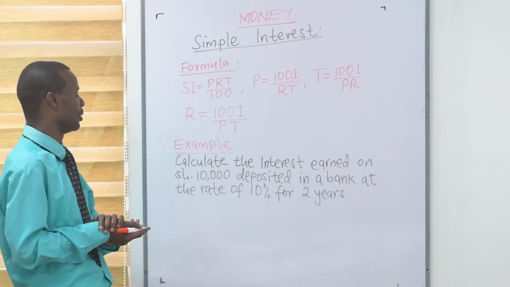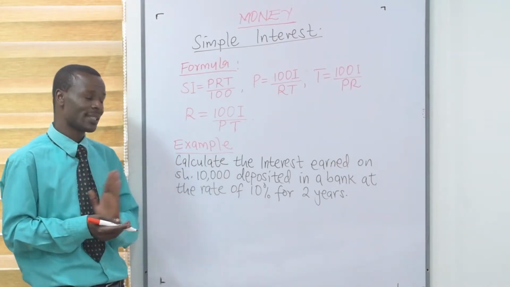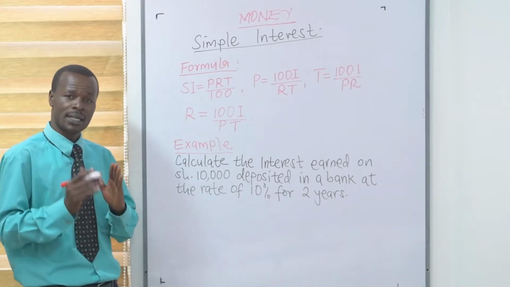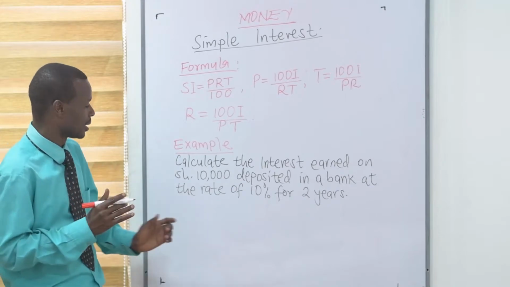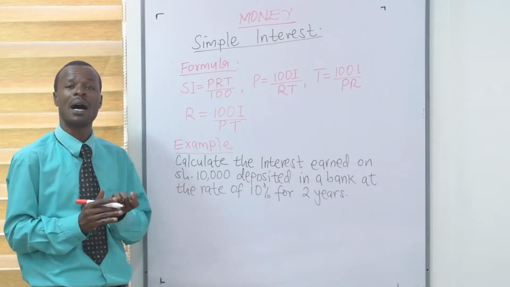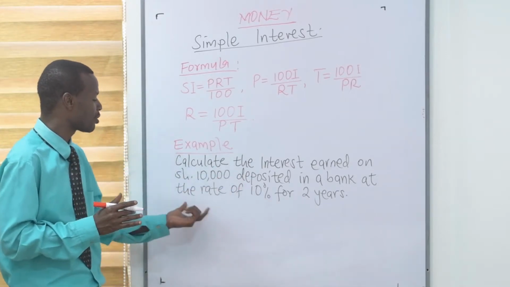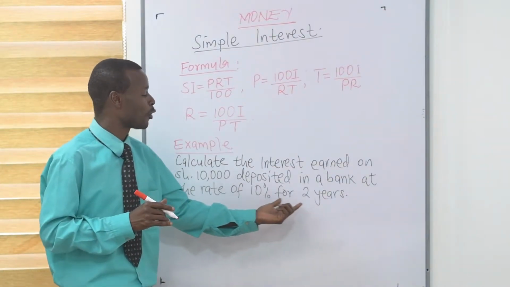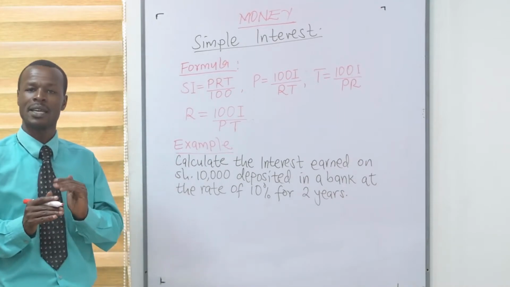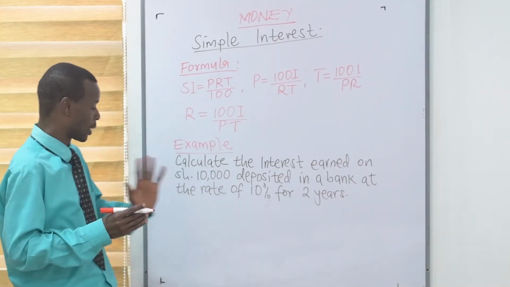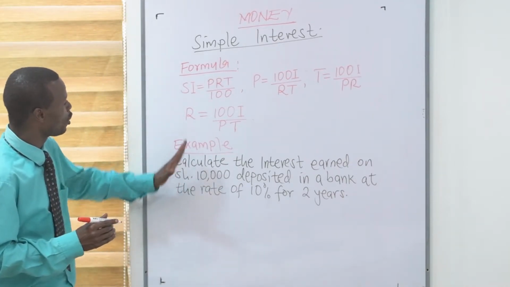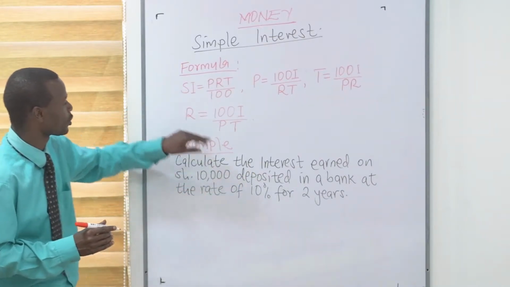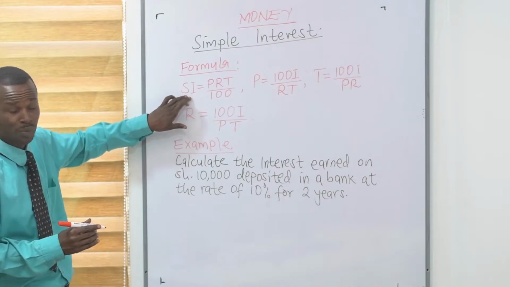Let's take this example. Calculate the interest earned on 10,000 shillings deposited in a bank at the rate of 10% per annum for 2 years. Per annum here means every year. So to calculate that, we go back to the formulas and we realize that we are looking for the interest. So interest or simple interest is going to be calculated from here.